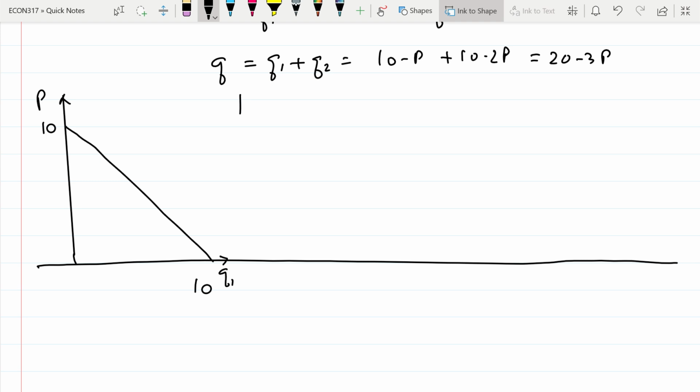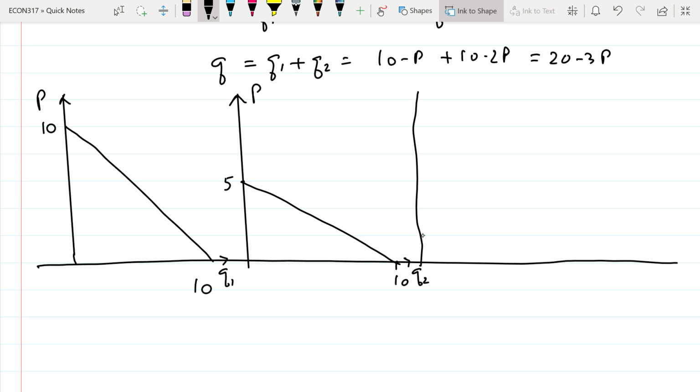Now we will draw the demand for the second buyer, retaining the horizontal axis. So I have P on the vertical. Notice now the second buyer buys nothing if price is above $5 and buys the same 10 units when price goes close to 0. So that's the demand for the second buyer. And now we want to find out the aggregate quantity.